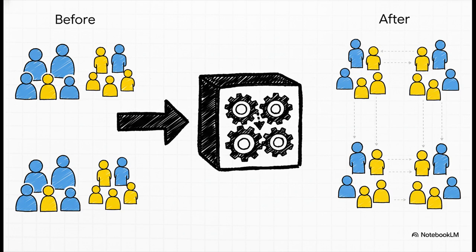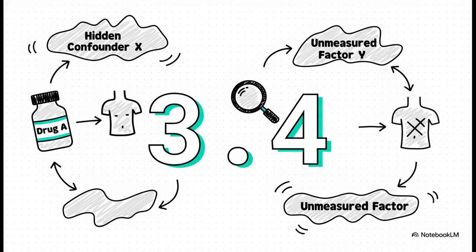You can think of this as a kind of statistical matchmaking. We calculate a score for every patient based on all their characteristics, and then we match people from the 2 different treatment groups who have a very similar score. What we're doing is creating 2 new groups that look almost identical, essentially mimicking the magic of randomization after the fact.